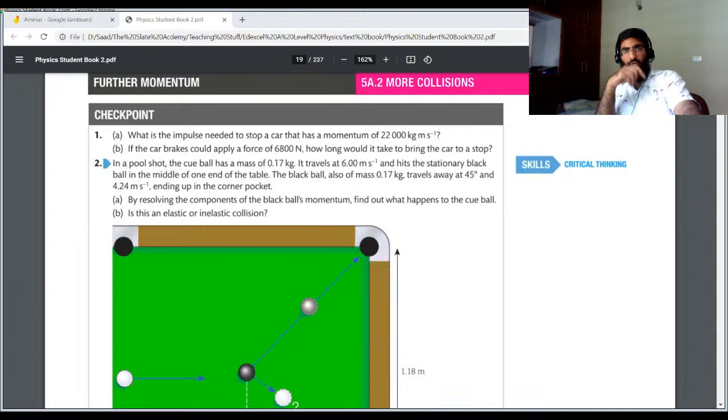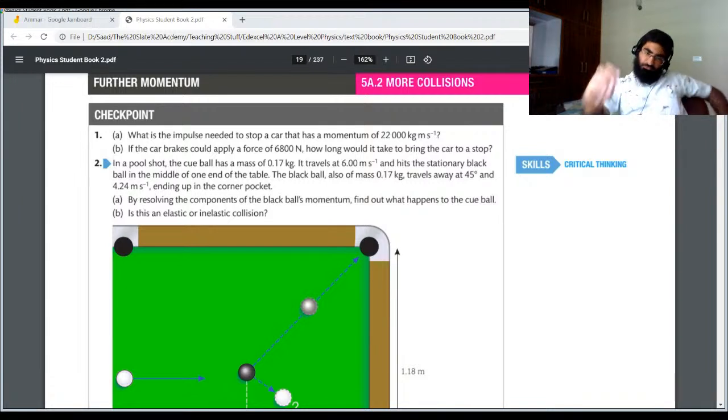I'm confused. Shall I open that past paper formula sheet for you? Oh wait, no, now I know. So this thing. Okay. 22,000 divided by 6800. That's the answer.